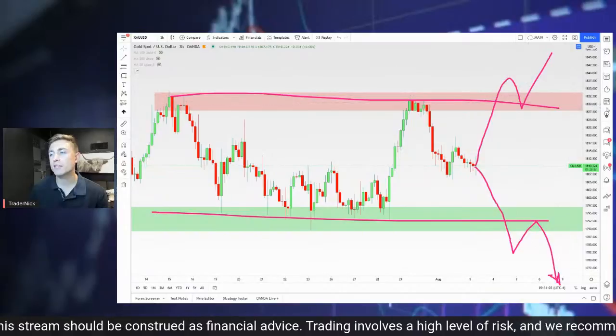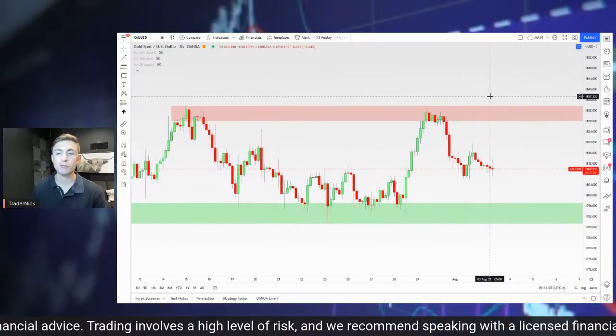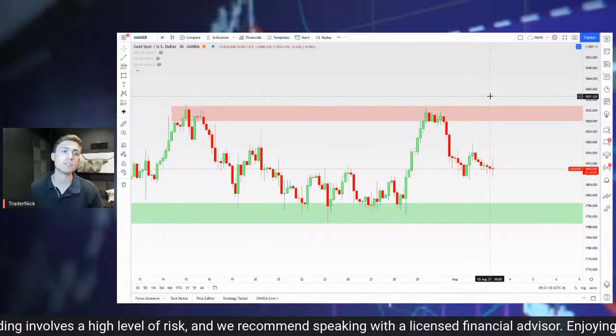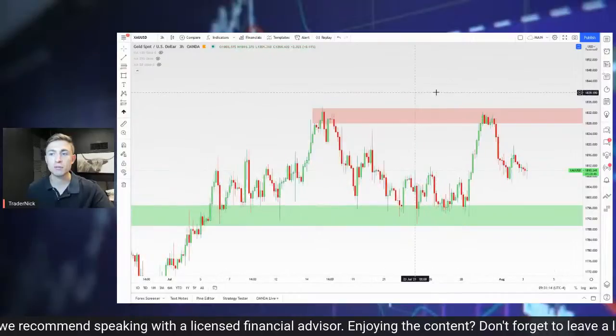So I'm going to keep an eye on this one for sure, especially with jobs numbers coming out here, you guys. On Friday, we've got NFP, which has the potential to really move the market. So we will see what comes up with that.